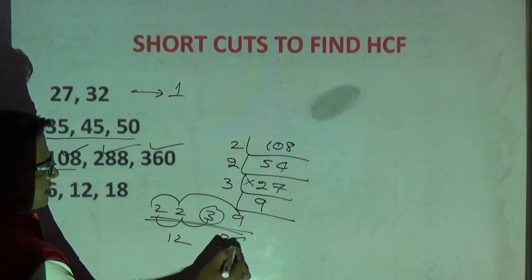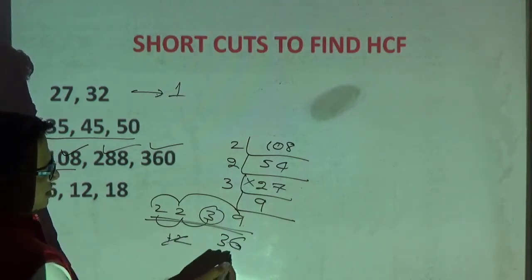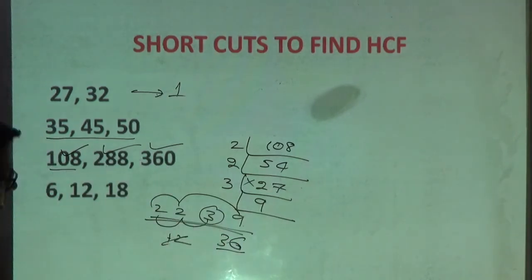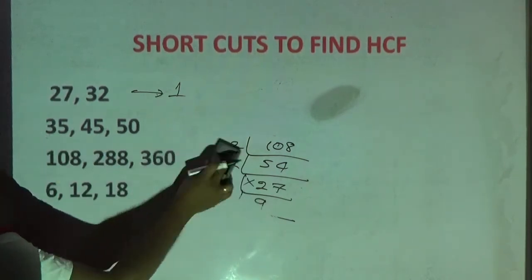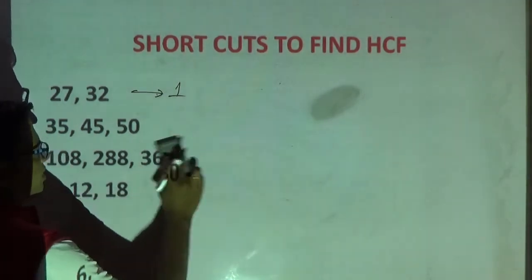18 2s are 36. But 12 is a factor of your 36. From 36 whether you can divide all the numbers? Yes. Therefore HCF is what? 36. Hope you have understood. So the answer for this question is 36.